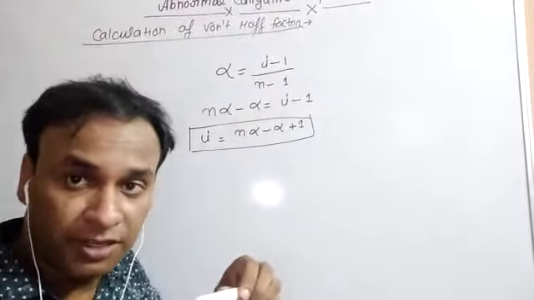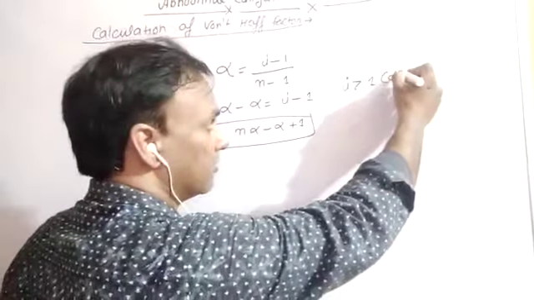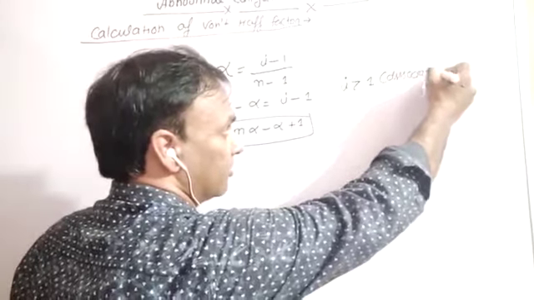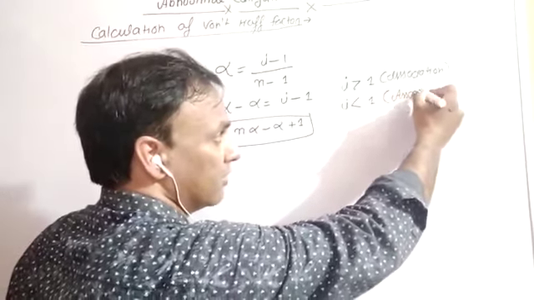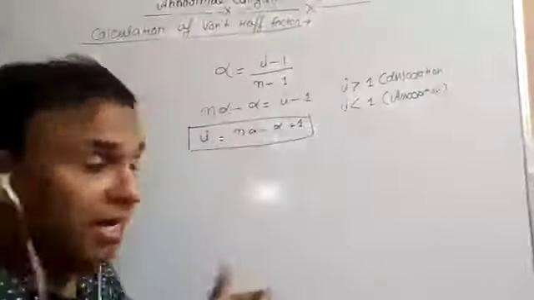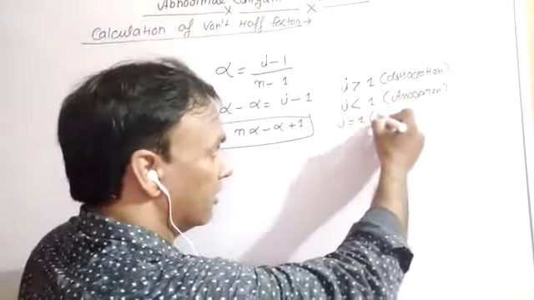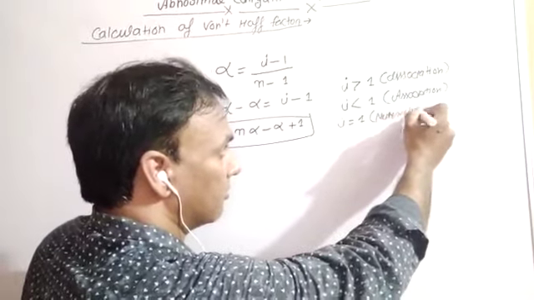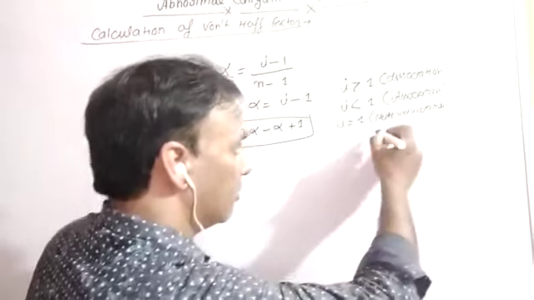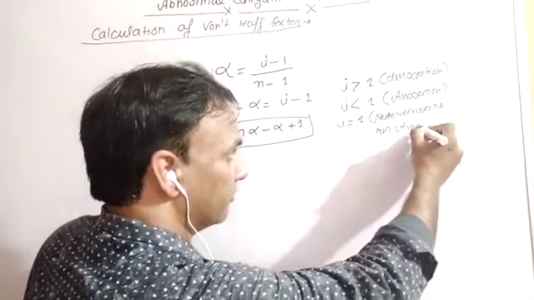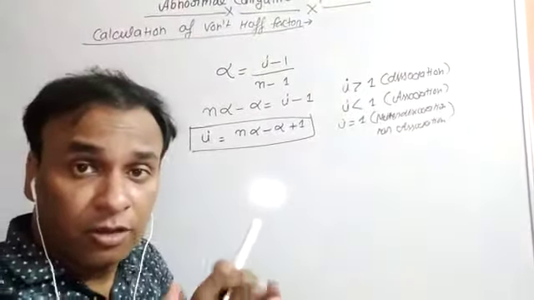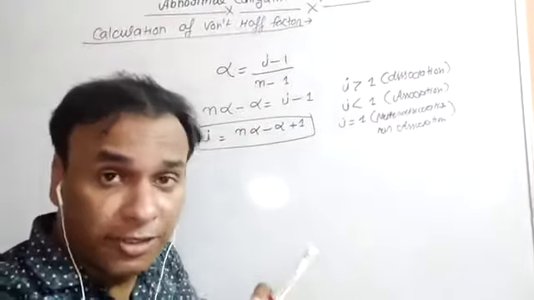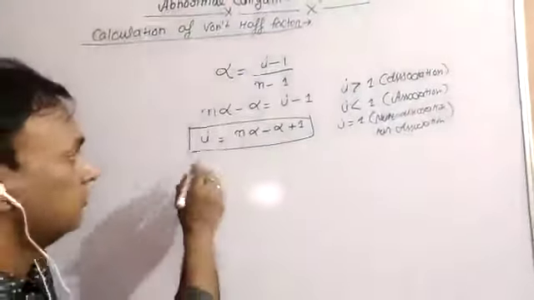Listen, the most important key point is: when i is greater than 1, it means dissociation. When i is less than 1, it means association. Clear? When i equals 1, neither dissociation nor association. Clear? It means in this case the solute does not ionize. Clear?